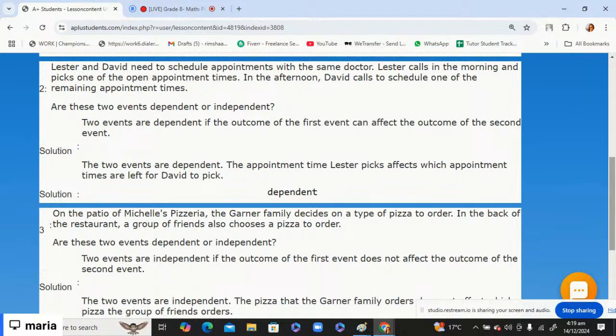So in the answer they are saying that these events are dependent. Why are the events dependent? Because the outcome of the first event can affect the outcome of the second event. Why? Because the appointment Lester picks first affects which appointment times are left. Because when he first chooses the morning time, then which time is left? Afternoon time, and then David picks that time. So these two appointments depend upon each other. If Lester doesn't call in the morning and picks the afternoon, then David would schedule his appointment in the morning. Okay, so these two are dependent, they depend upon each other.